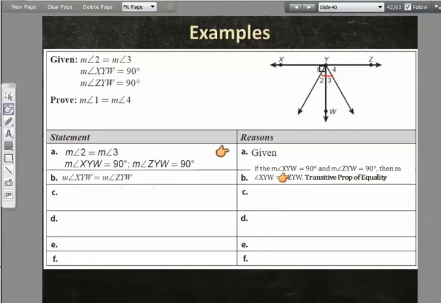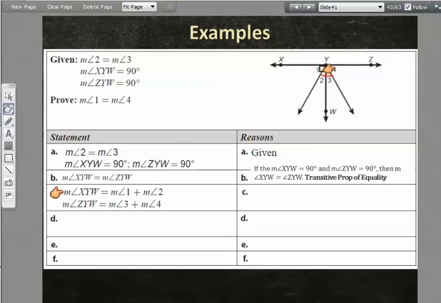Okay? That's how that's working. Okay, for my next statement, like I said, your statements are going to be your challenging part. Hopefully your reasons and what you're going to call are going to be the easy step. Now this one says, because remember what we're trying to prove, that angle 1 is congruent to angle 4.